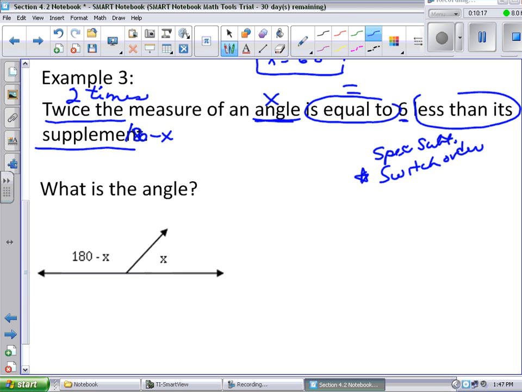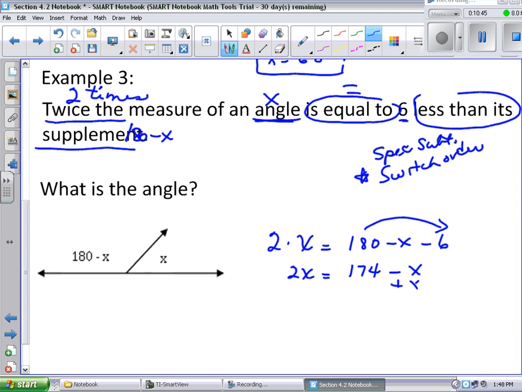So let's see if we can get it set up. 2 times the measure of an angle, 2 times x, is equal to 6 less than. That means we're going to subtract 6 from 180 minus x. So now I'm going to subtract the 6 off. So now I'll have 2x is equal to 180 minus 6 is 174 minus x. Now to get the x's on the same side, I can add x to both sides. Then I will have 3x is equal to 174. And if I divide by 3, I'll have x is equal to 58.